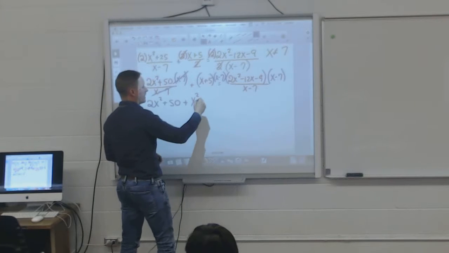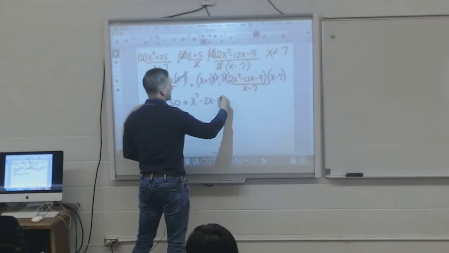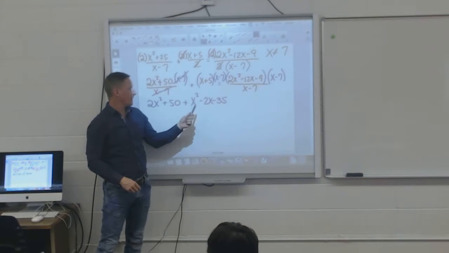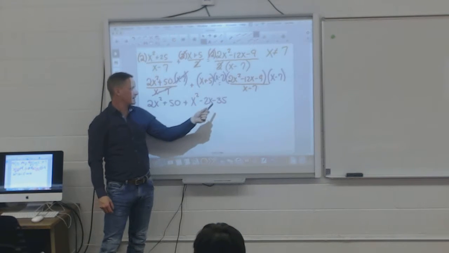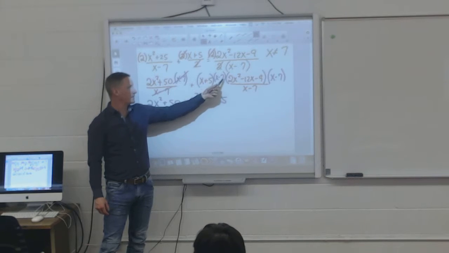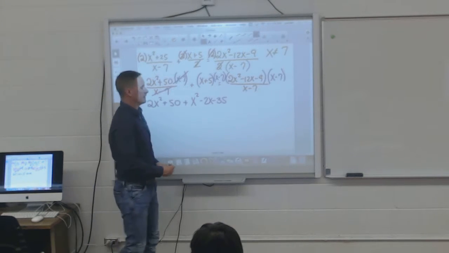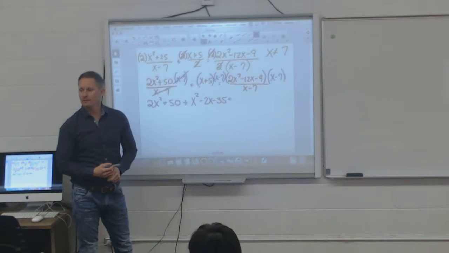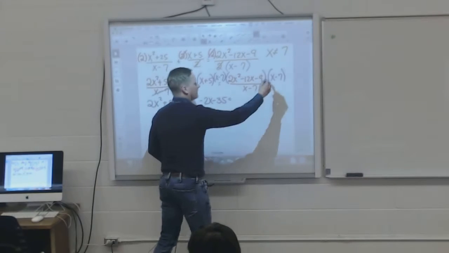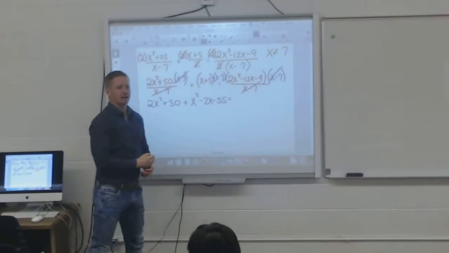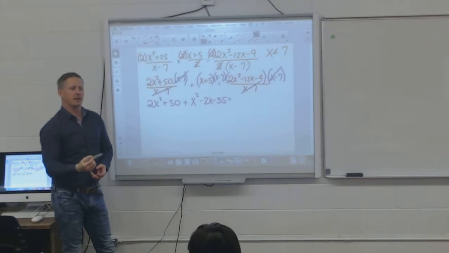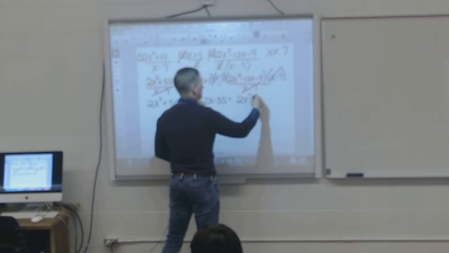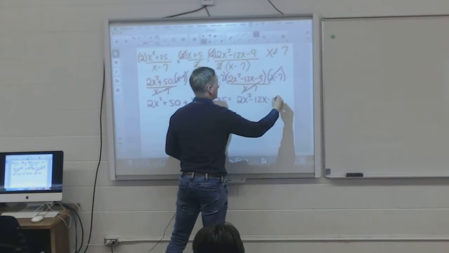So that gives me x squared minus 2x minus 35. Okay? X times x is x squared. 5x subtract 7x is negative 2x. 5 times negative 7 is negative 35. Equals 2. How are we doing so far? Okay? Cancel, cancel. So what's left on the right side of this? That.